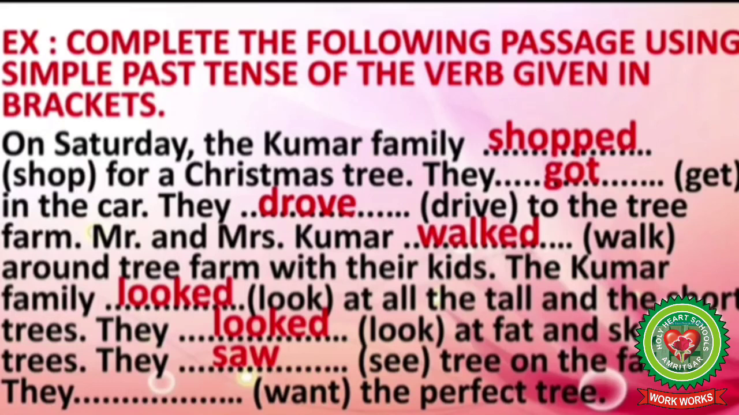Next is they dash in bracket want the perfect tree. Past form of want is wanted. So here we will write wanted. They wanted the perfect tree. Now students, I hope that you have understood this exercise.